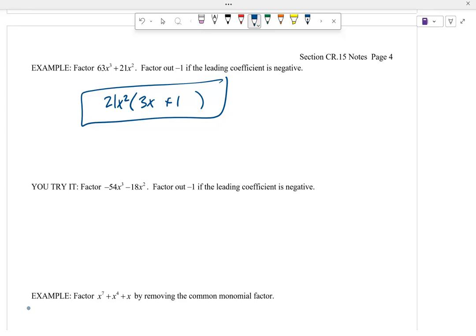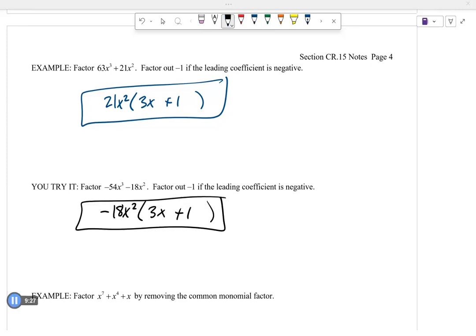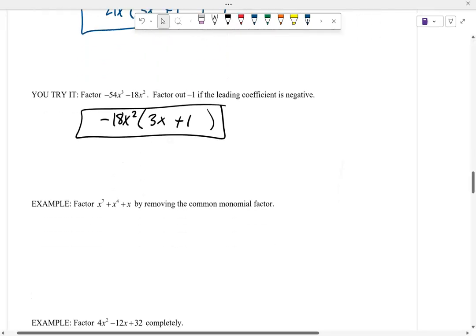Notice on this next you-try problem, the leading coefficient is negative. So make sure you take out a negative whatever on this. I'll go ahead and pause the video here. You should have factored out a GCF, that negative 18x squared out front, and left with that 3x plus 1.